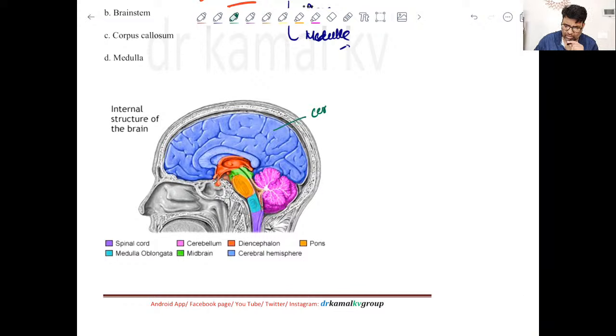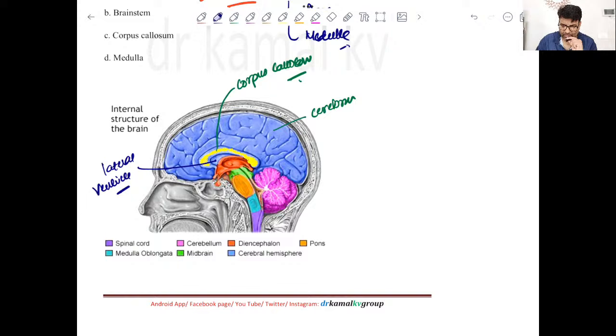This is of course cerebrum, right? This area is all corpus callosum. Okay, so this is a corpus callosum, which is actually a communication between the 2 cerebral hemispheres, and they are meant for coordination, right? So both the cerebral hemispheres should know what is going on in them, right? And this is the lateral ventricle here, one in each cerebral hemisphere.